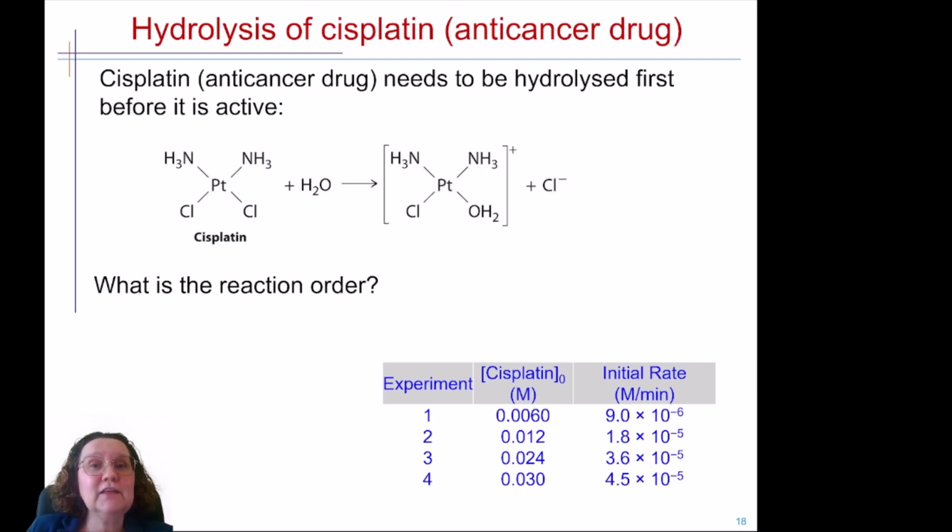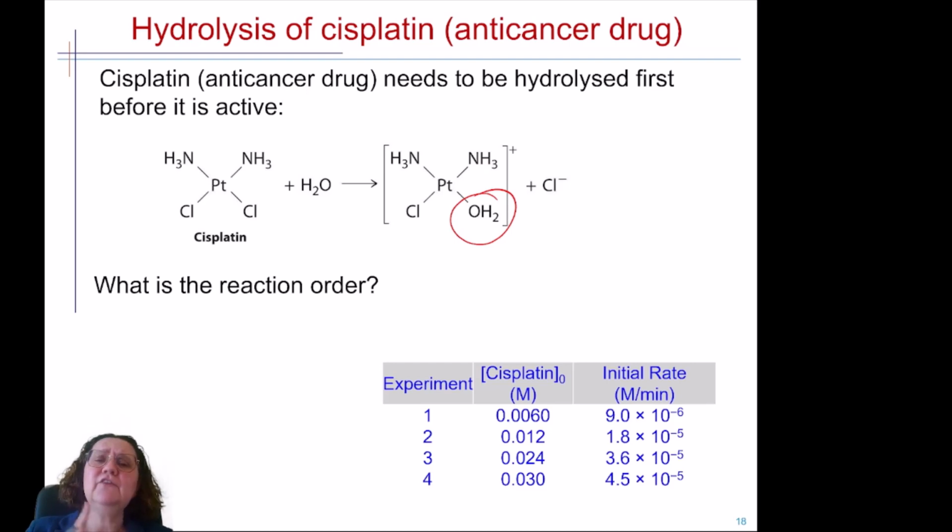And to be active in the body, it gets hydrolyzed first. So it reacts with water and loses one of those chloride anions and incorporates a water molecule in the structure. So the question is asking you, what is the reaction order of that reaction? And it's giving you a series of 4 experiments, in which you have different concentrations of cisplatin and particular initial rates in molarity per minute. And it's asking you what's the reaction order just with that data.